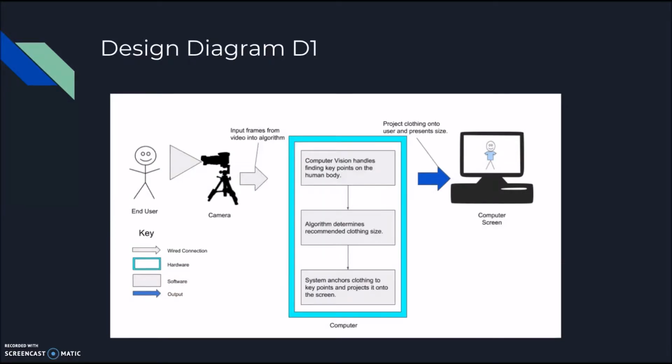Next, we have our second diagram. This diagram is basically a deeper dive into what our system will handle from the input of the camera. As you see at the top, it will use computer vision to handle finding the key points on the human body. What that basically means is it will track the key points that we need to find, like both shoulders, midpoint of the chest, and lower part of the torso. Next, it will use algorithms to determine the recommended size for clothing based off a brand. After that, it will project the clothing onto the end user using those key points so they can move around a little bit, and so we see it in movement.